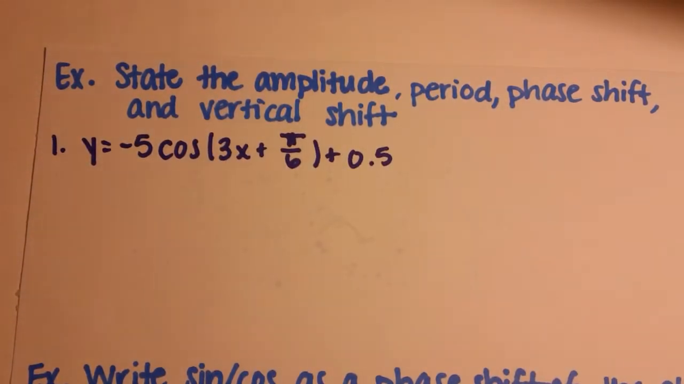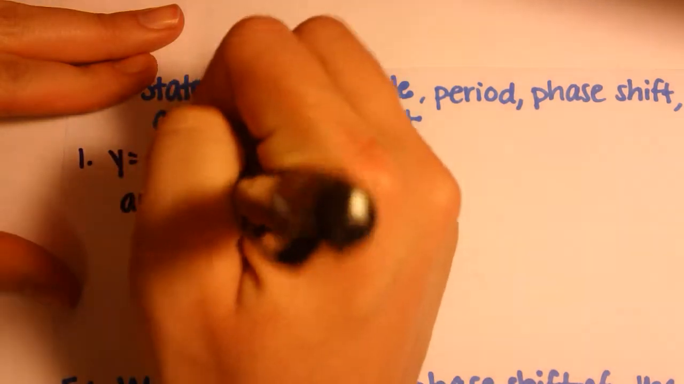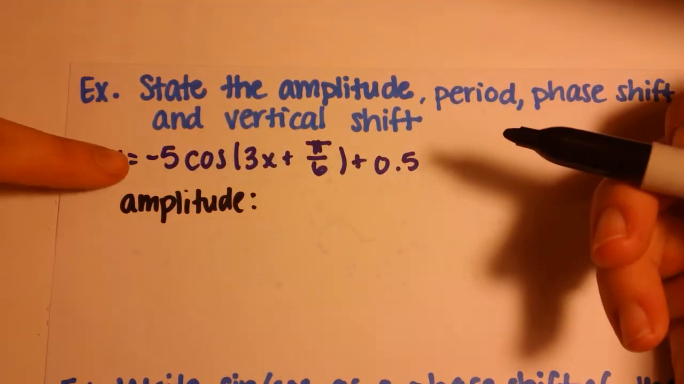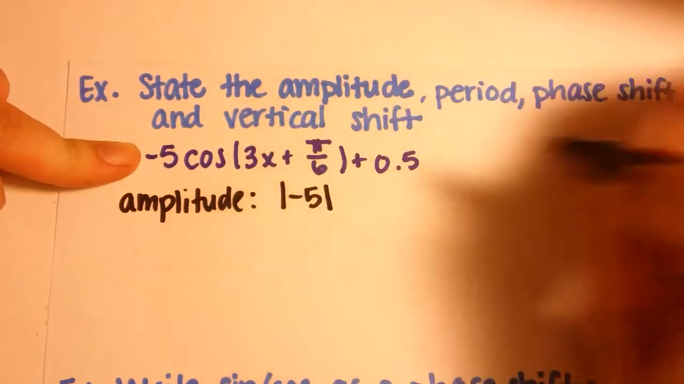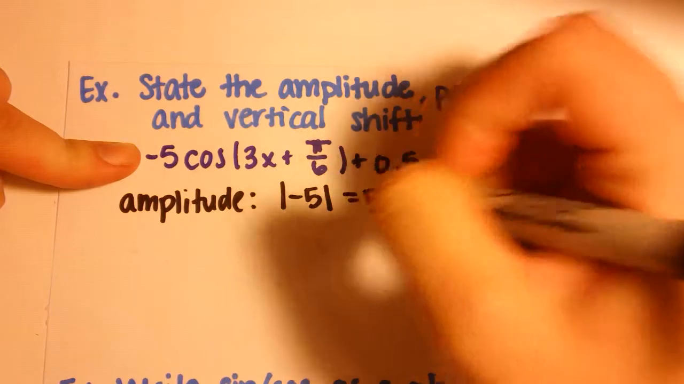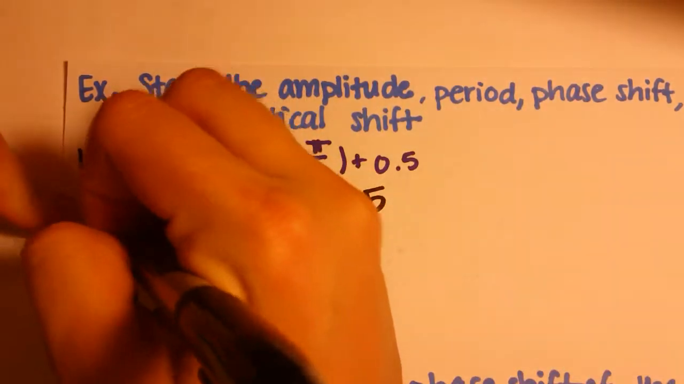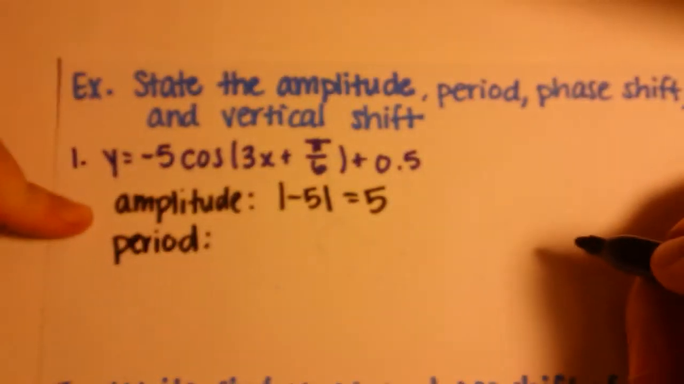So, let's see for the first one. Our amplitude is our a value. So our a value here is -5. So we need the absolute value of -5. So our amplitude is going to be 5. Our period is going to be 2 pi over b.